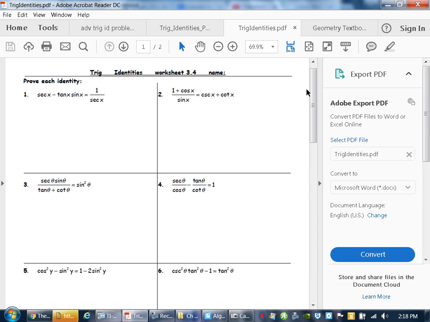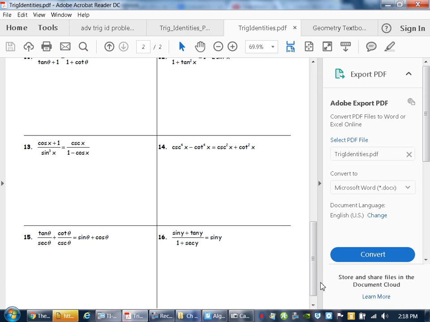What other ones do you want to look at, guys? We usually can't do all of them. Pick one. 13. Ooh, I love this one. This one's fun.